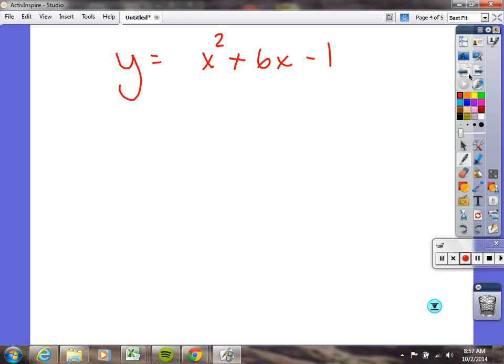Well, once again, I just want to change this form into vertex form. I don't want to change the values, correct? Key thing, I don't want to change the values. I just want it to be a little bit different. So I group the first guy.